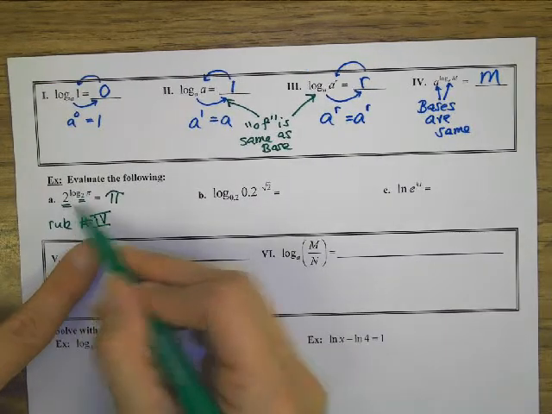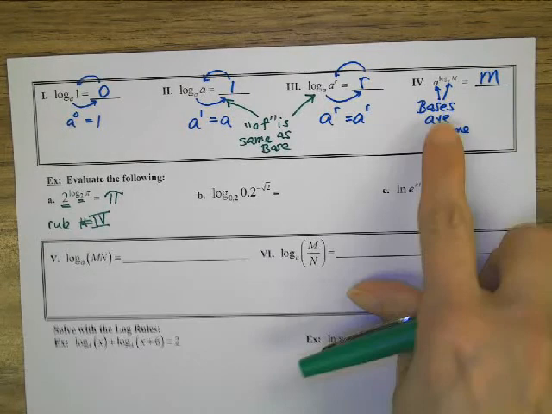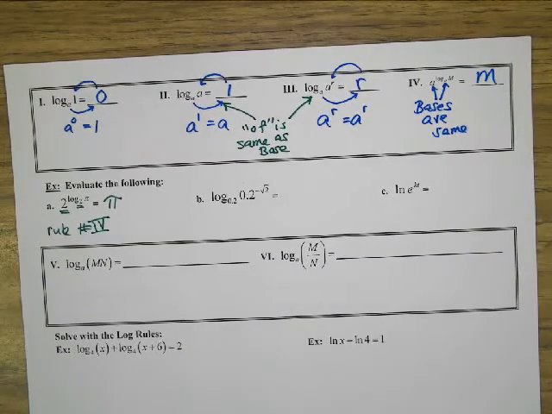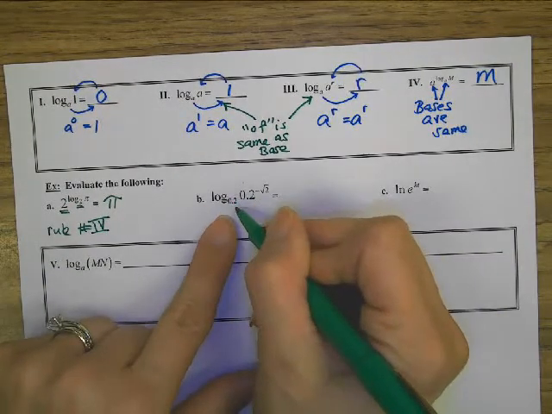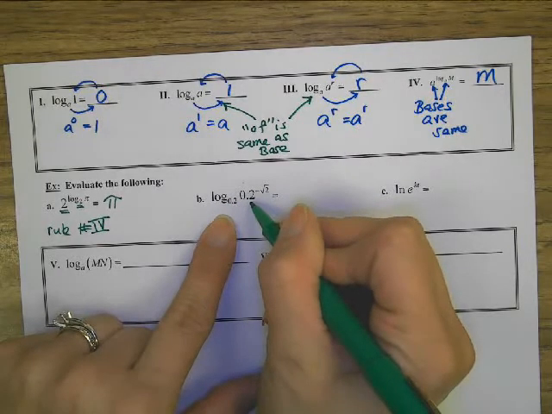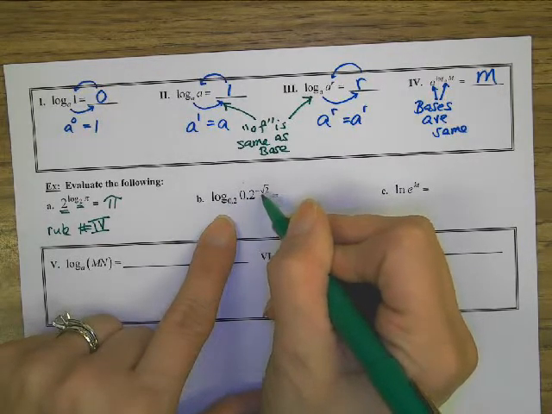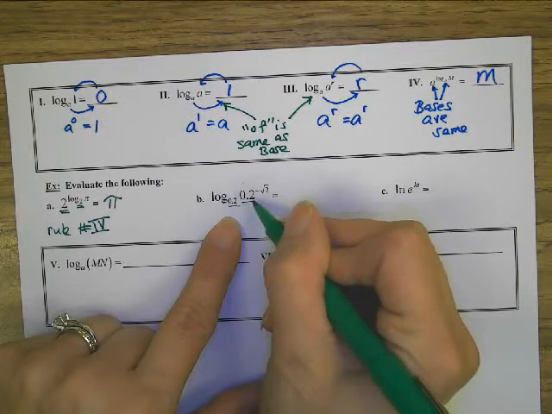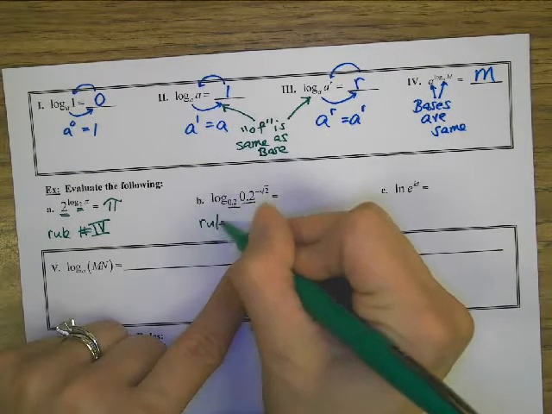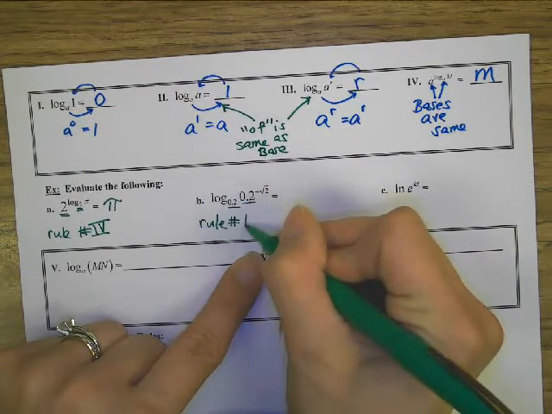All right, I've got log base 0.2 of 0.2, and then there's an exponent. So I'm noticing that the of is the same as the base, so I need you to look at rule number 3, and the answer is negative radical 2.